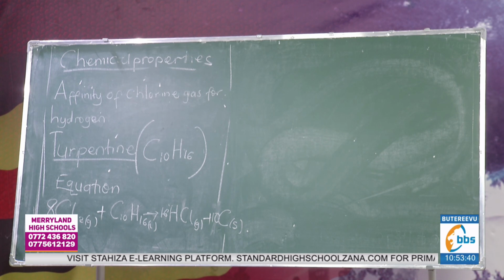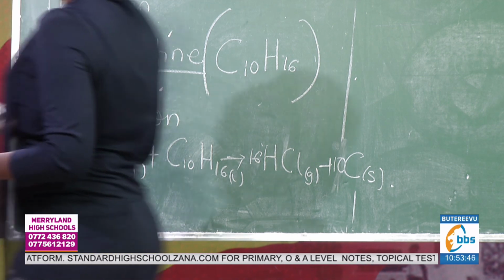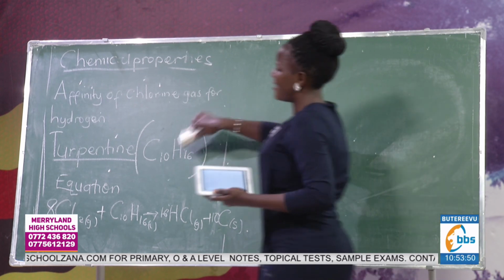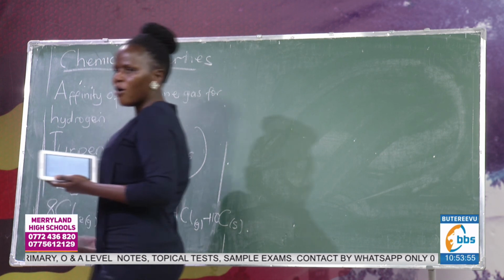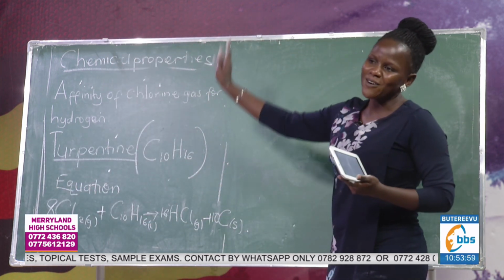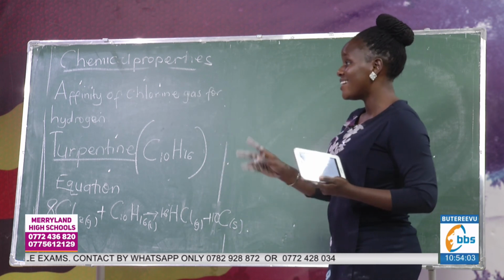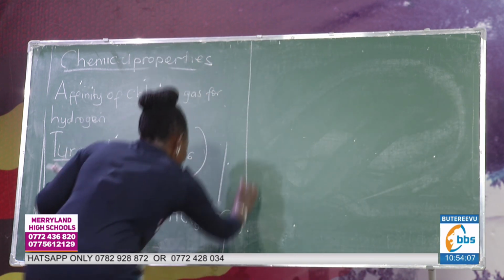Sometimes instead of using turpentine, they will use burning paper. But we shall see that. Time is not on my side. Let me leave you with these two equations. And as you read more and practice more using your question bank and other past papers, I think all the chemical and physical reactions of chlorine have been dealt with. We are only left with uses of chlorine gas.